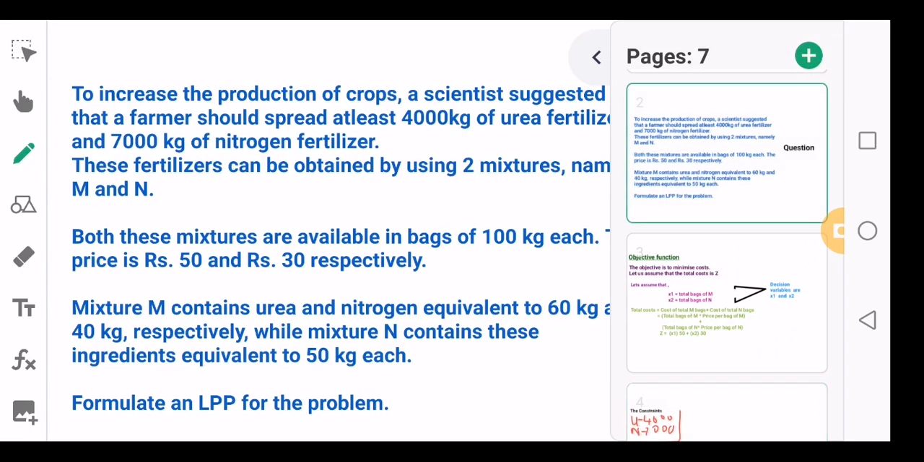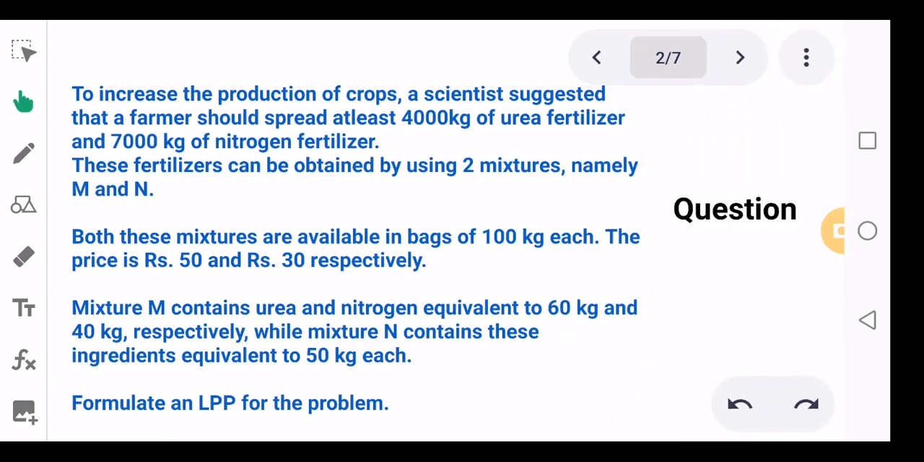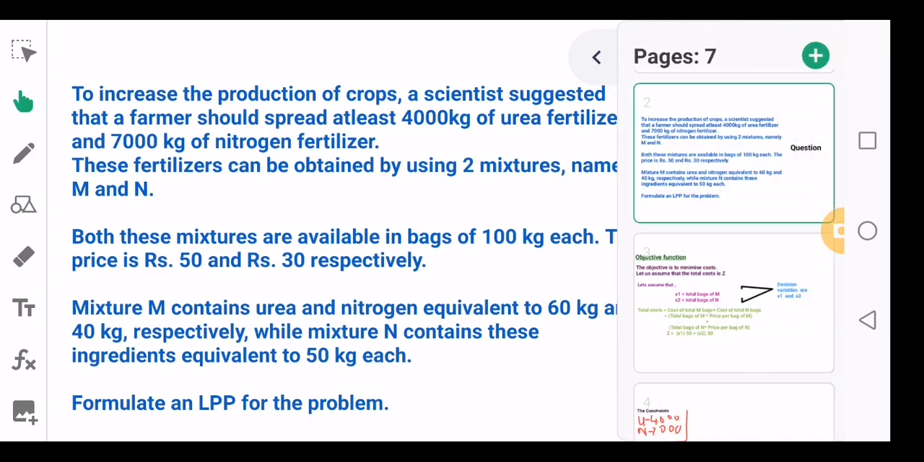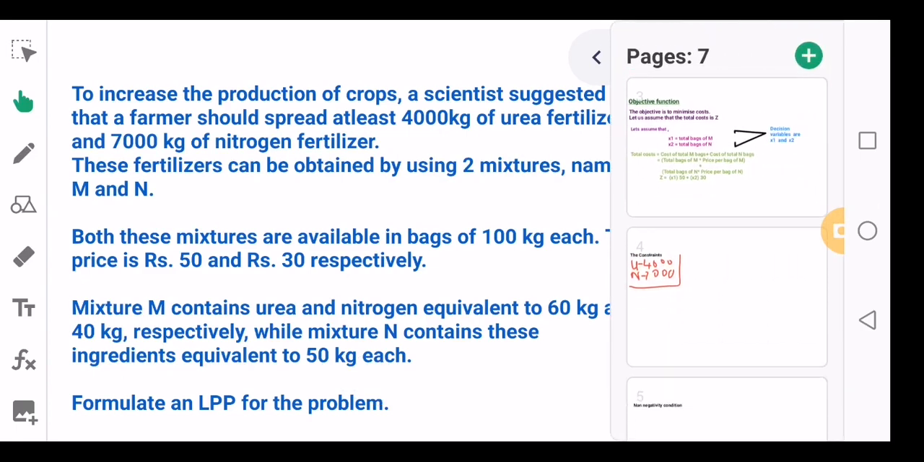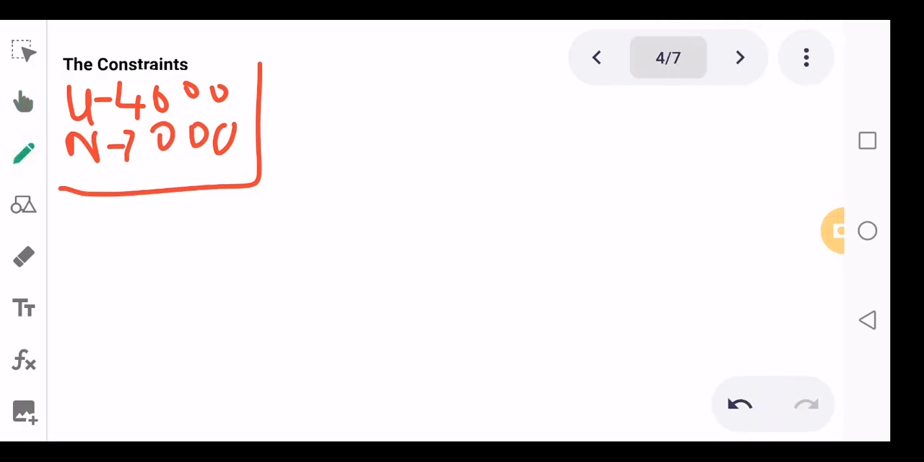And then what are they saying? They're saying that mixture M contains urea and nitrogen equivalent to 60 kg and 40 kg. So urea in M is 60 kg, urea in N is 50 kg. So first we are going to write the constraint for urea. Urea constraint.